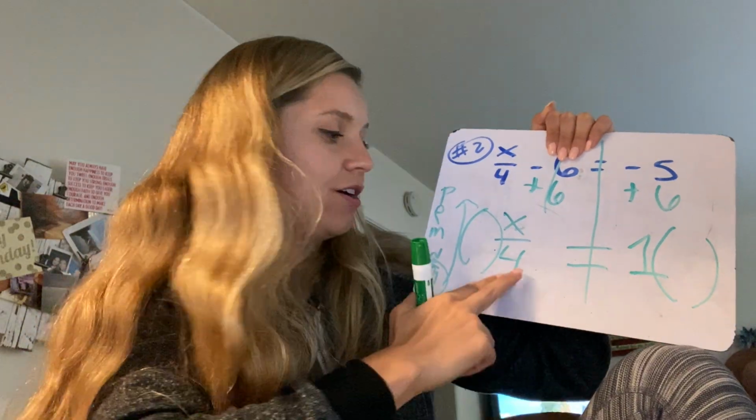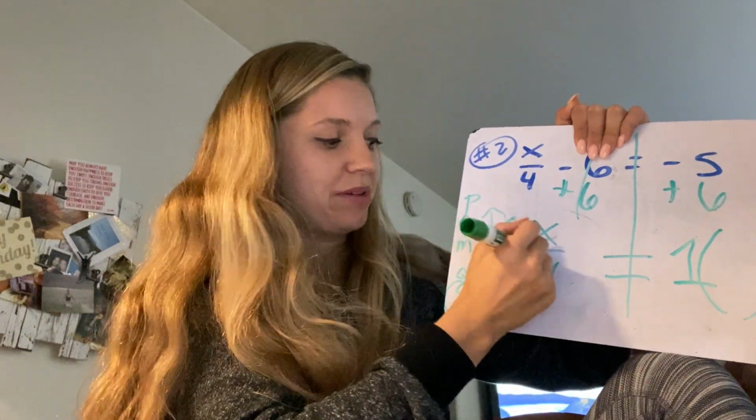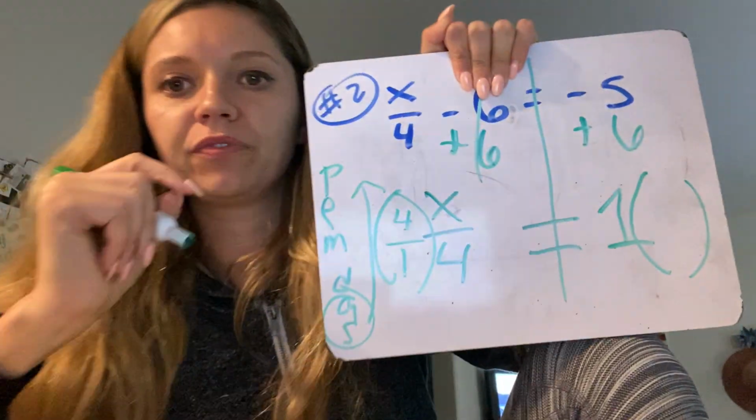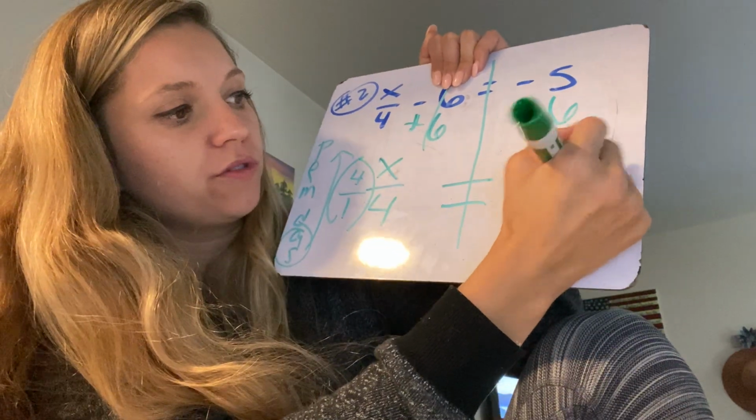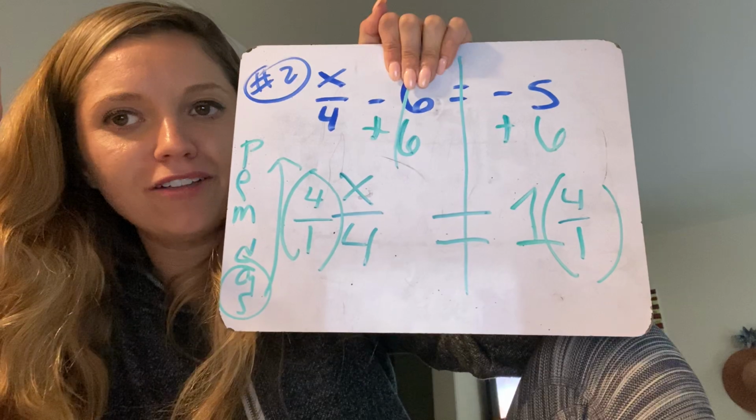The reciprocal. What's the reciprocal of x over 4? 4 over 1. So you're just flipping it upside down, okay? 4 over 1. We do that, of course, to both sides. Take it all in. All right.